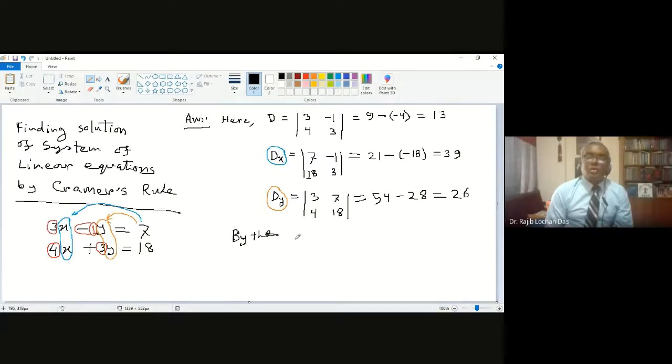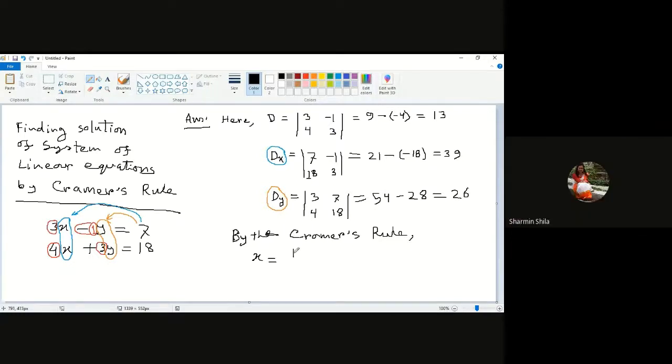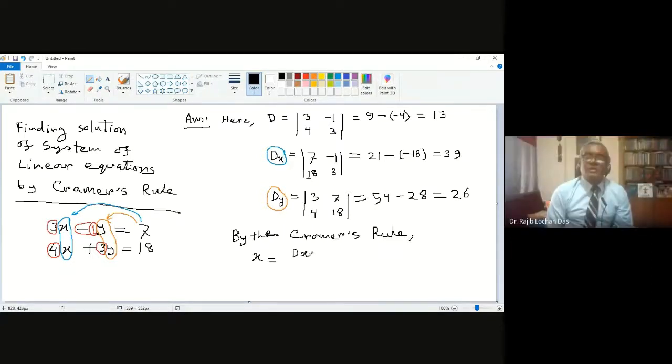Cramer's rule, okay, we now apply the Cramer's rule. So Cramer's rule says x will be dx by d. That is the Cramer's rule. So we already know what is dx. It is 39 and d is 13. So it is 3.